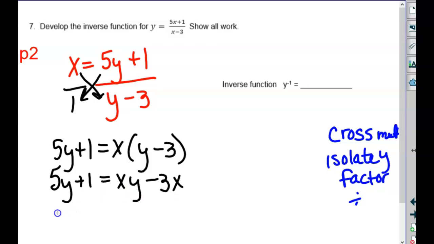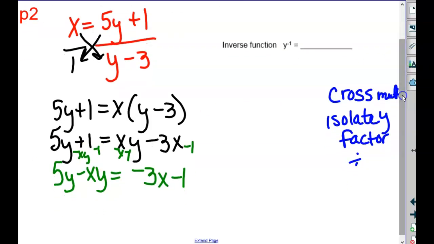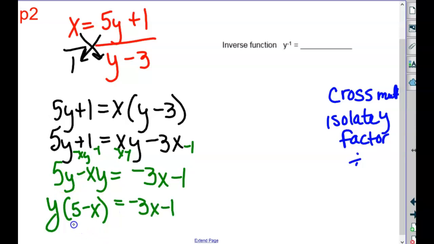Can someone tell me what that would look like? 5y minus xy, and then it's negative 1 minus 3x. Okay, or negative 3x minus 1, same thing, right? Negative 1 minus 3x would be fine. Then, the whole point in isolating the y's was so that we could factor it out. So if we take a y out, this will become 5 minus x. And then we can divide by the quantity 5 minus x.